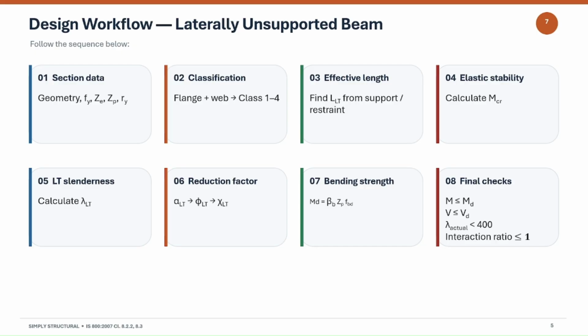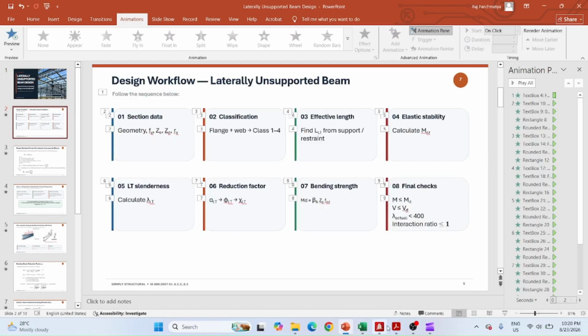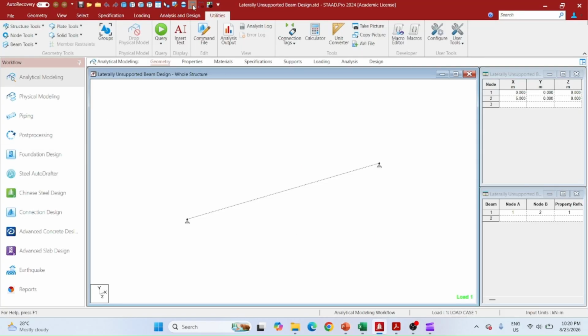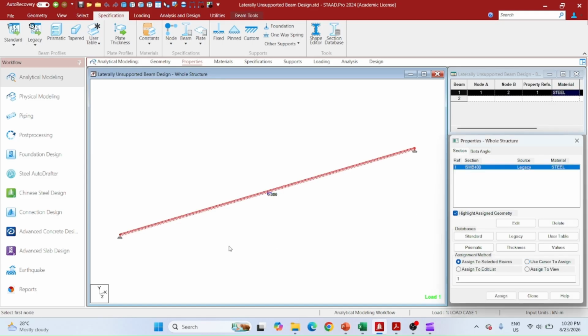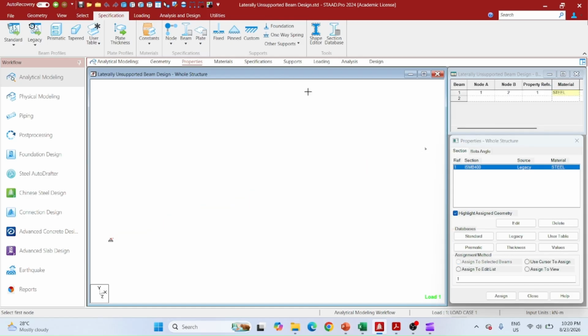In this video, we are going to take a practical example and we are going to design the beam in STAAD.Pro software. So here you can see a simply supported beam. The length of this beam is 5 meters, and we have used section size as ISMB 400.